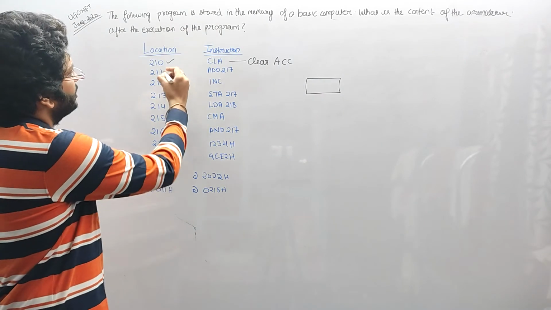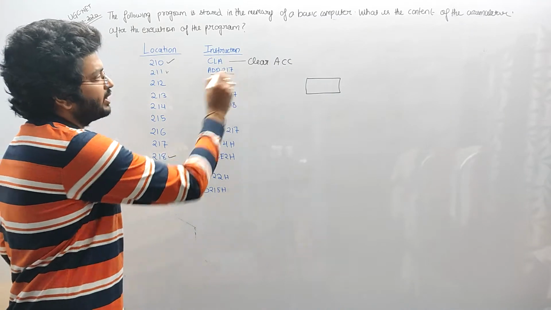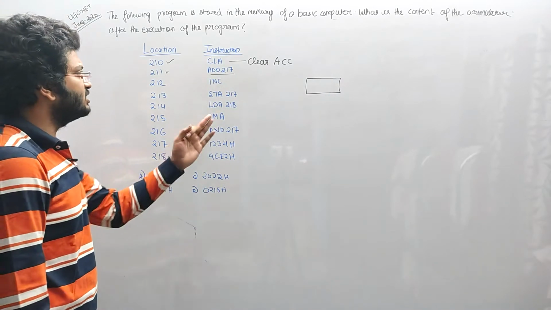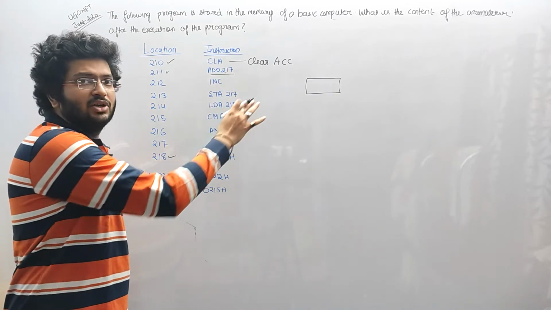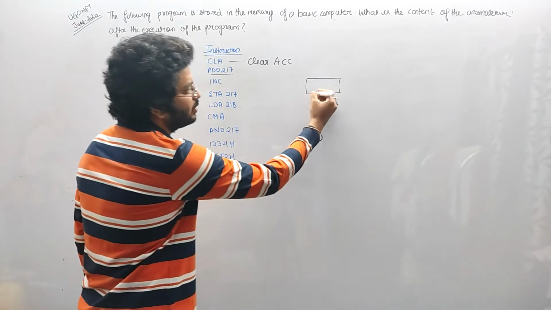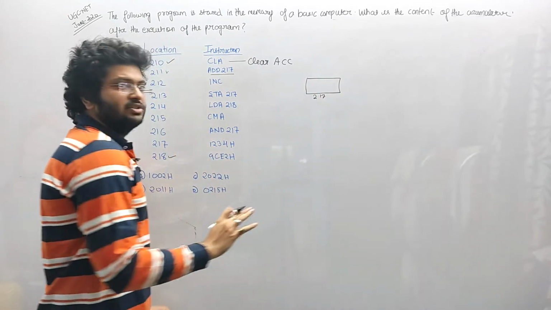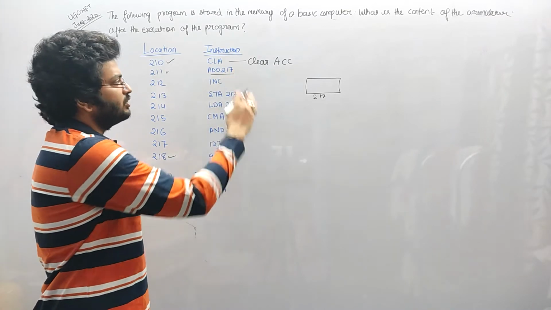The second instruction at location 211 says add 217. This is a very important point, note it down. Add 217. Students generally make this mistake: they go and add 217 here. No, it is not the case. We don't have to add anything. This is not our operand. This is not the operand to be added.